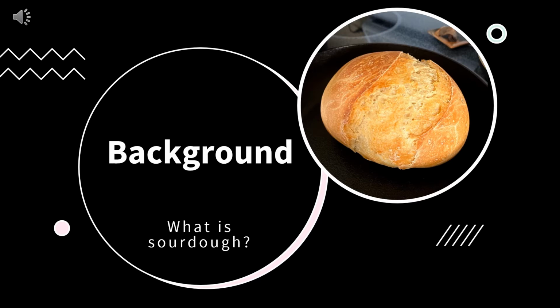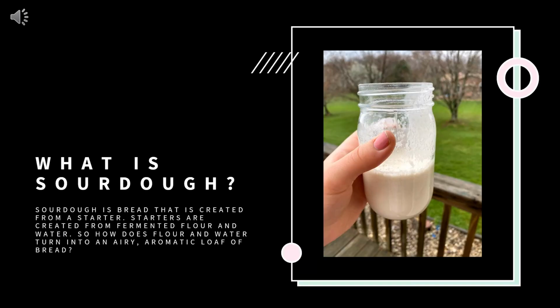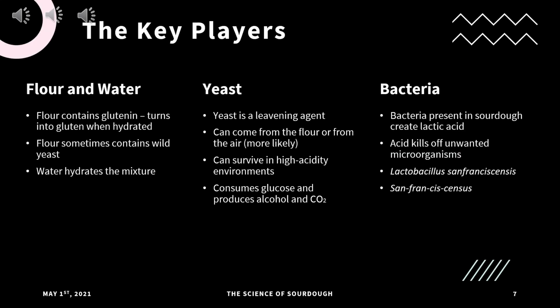So what really is sourdough? Sourdough is a type of bread that's created from a starter. Starters are created from fermented flour and water that's left to sit over a period of days, weeks, months. Some starters are even years old. You can trace some sourdoughs back to California, but not all of them started there. They often turn into airy, aromatic loaves of bread that are really soft but have a nice tangy flavor.